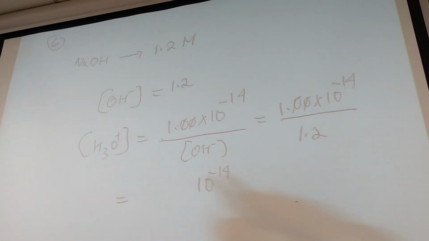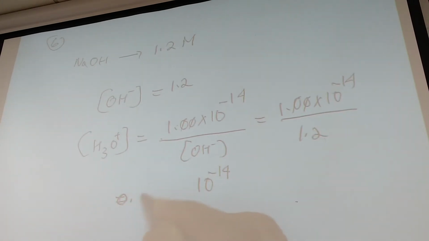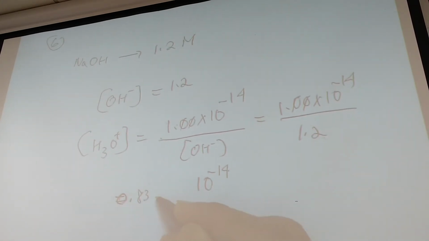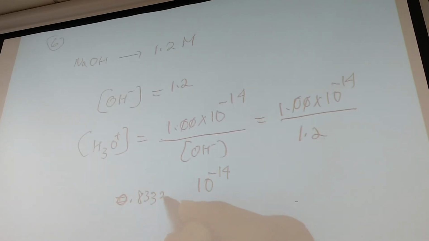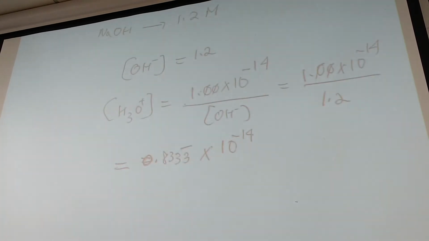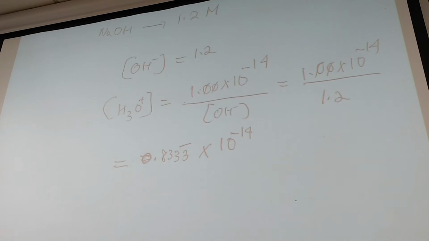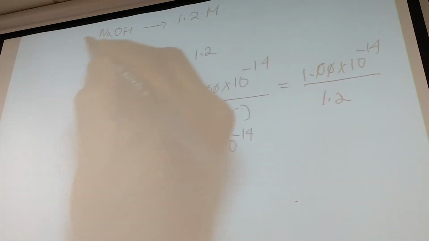So give me the whole value then. 0.83, a lot of threes after that. I'll say 0.8333, and then just the sign here, and this is the value here. Correct? Everybody following? It keeps going like this, so I'll leave it like this. So now the pH is, that's the second way.